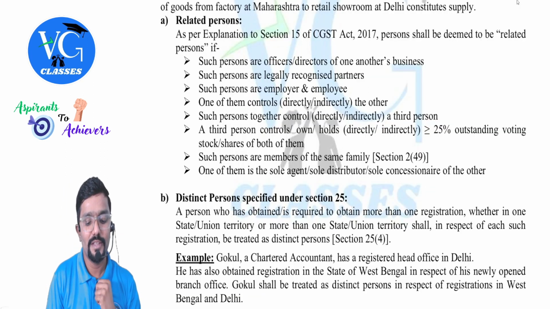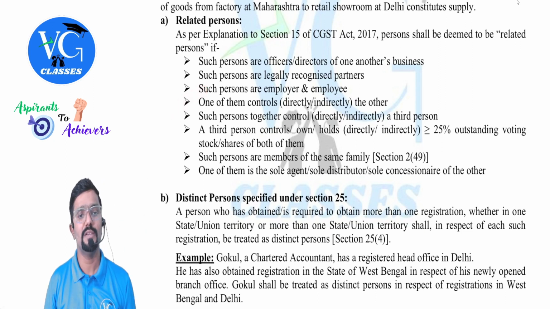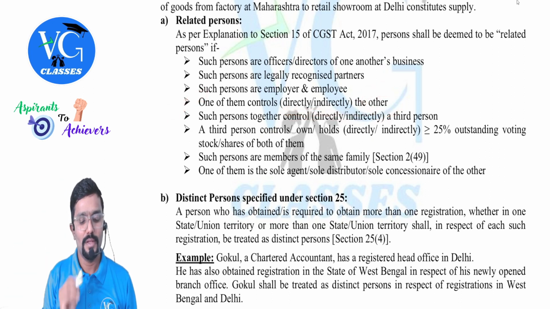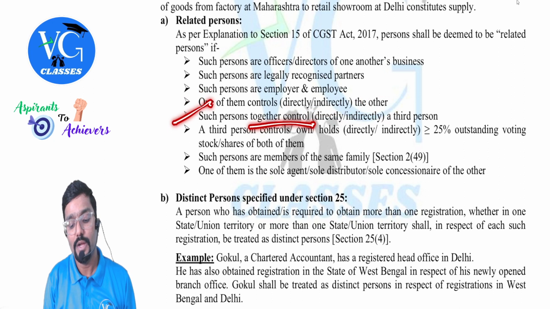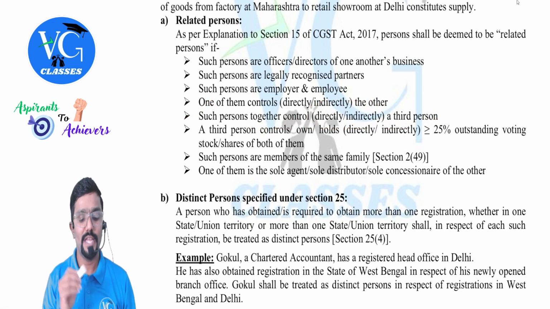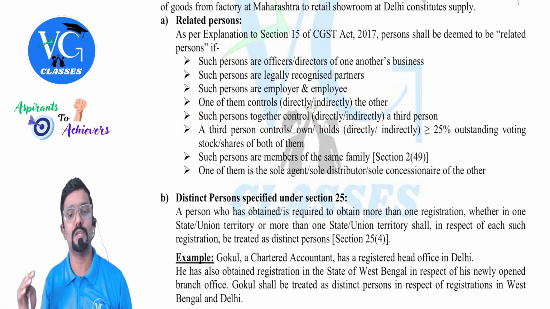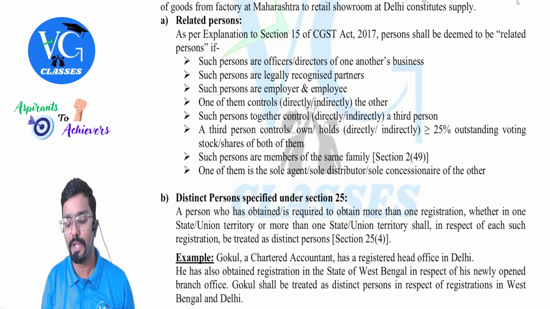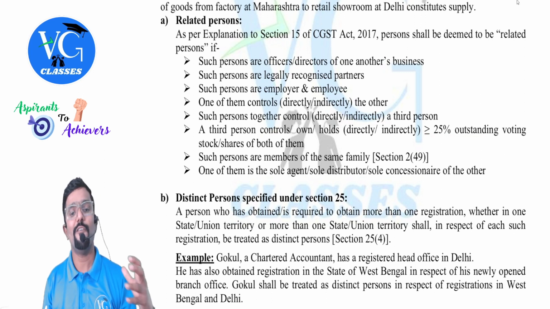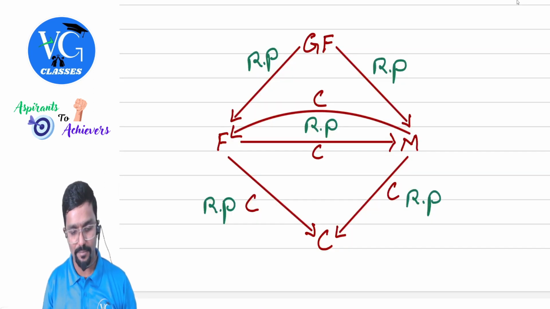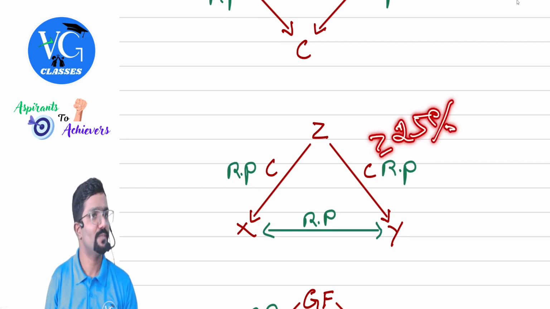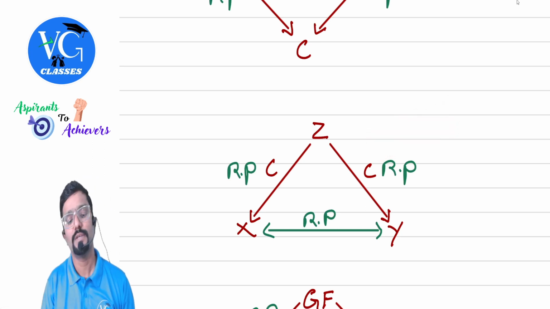I will start from here. Now, the first three we are done with. One of them controls directly or indirectly the other. Our first example. Next, such persons together control directly or indirectly a third person. Are they all related? Yes. Next, a third person controls or holds directly or indirectly more than or equal to 25% of the outstanding voting stock, that is nothing but the equity shares, of both of them. They should own more than or equal to 25% as controlling. Is that clear?